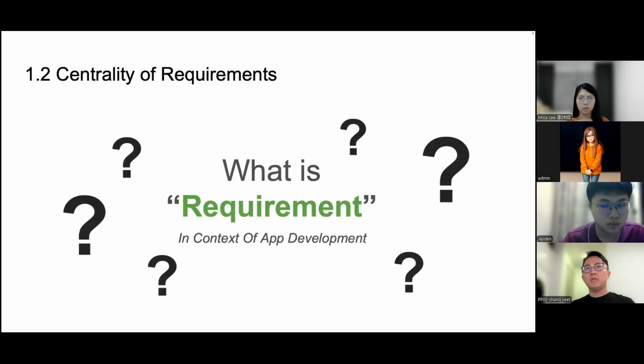Right, jumping to the next one is the centrality of requirements. Because one of the keywords of this title or today's class is requirement. So what is all this requirement about?